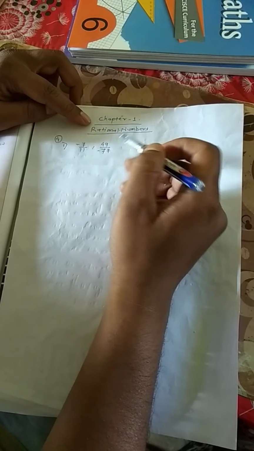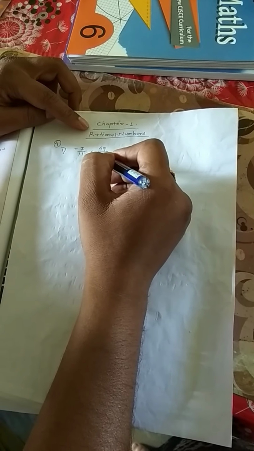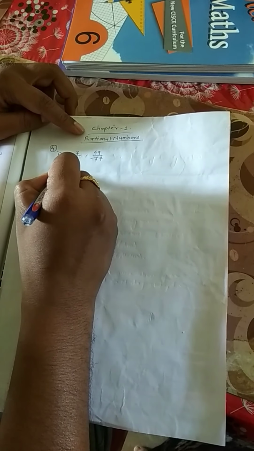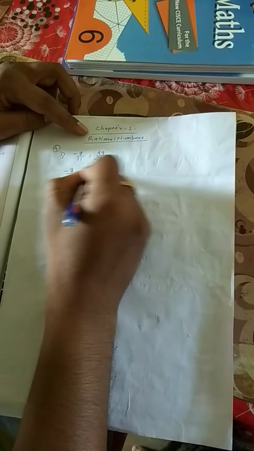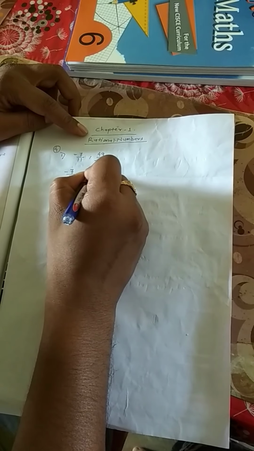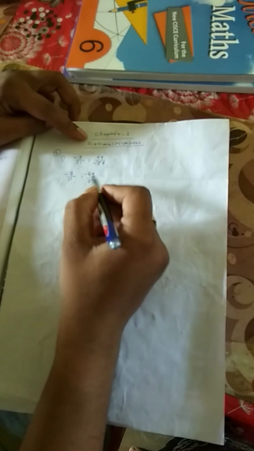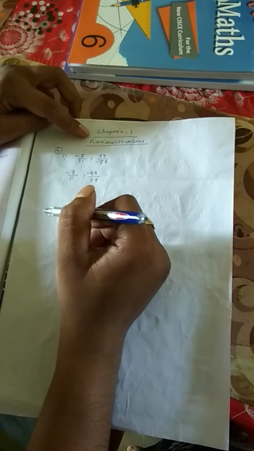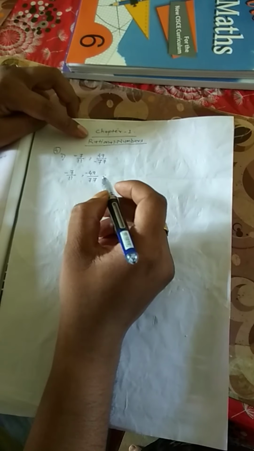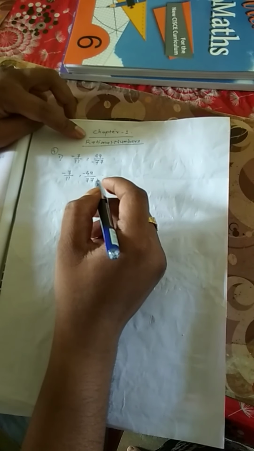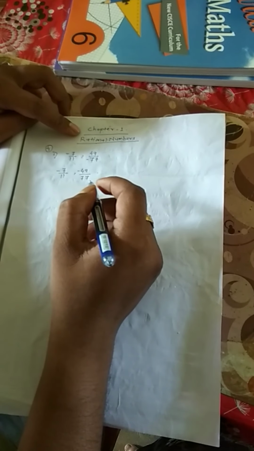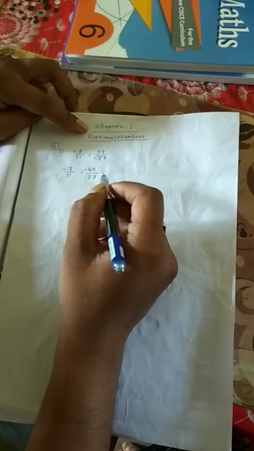So first we will write it in standard form. We have to keep the minus sign at the place of the numerator, not the denominator. So we will write it like this: minus 7 by 11 and minus 49 by 77. Now to check whether the two rational numbers are equivalent, we just do the cross multiplication. If the products are the same, they are equivalent, and if the products are not the same, they are not equivalent.